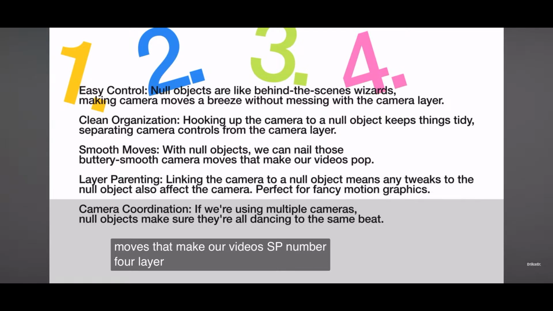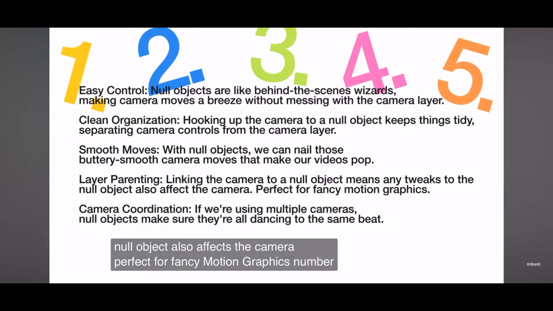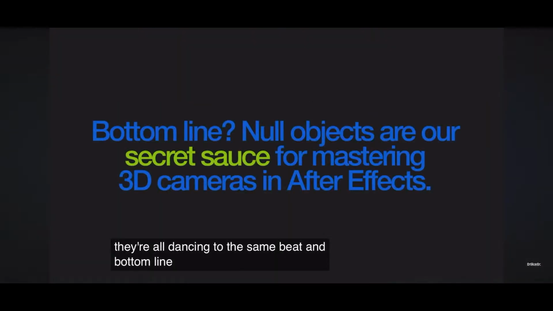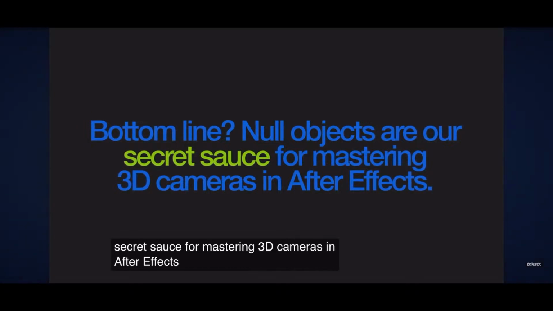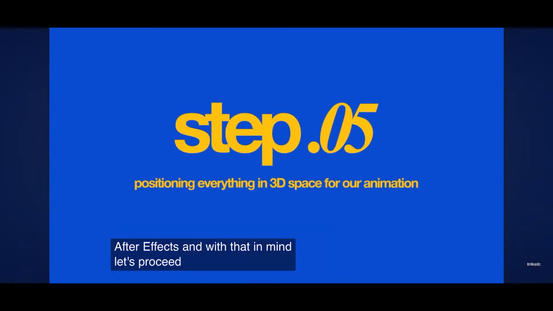Number 4. Layer parenting. Linking the camera to a null object means any tweaks to the null object also affect the camera. Perfect for fancy motion graphics. Number 5. Camera coordination. If we're using multiple cameras, null objects make sure they're all dancing to the same beat. And bottom line, null objects are like our secret sauce for mastering 3D cameras in After Effects. And with that in mind, let's proceed with the next step.